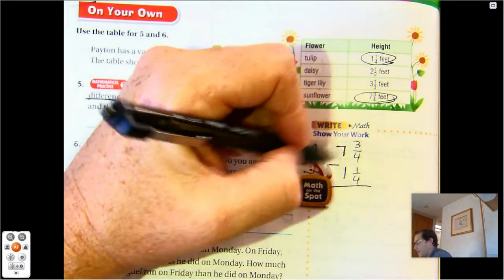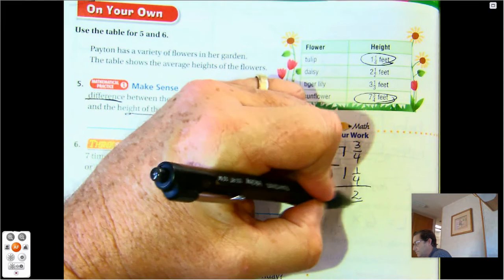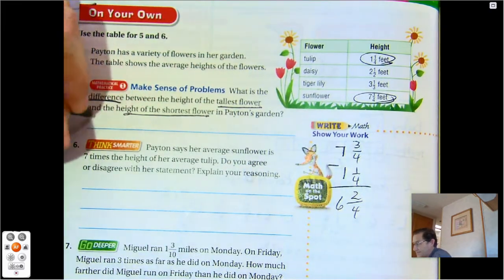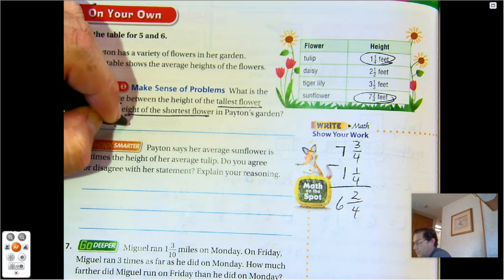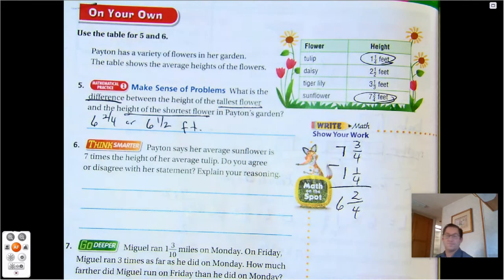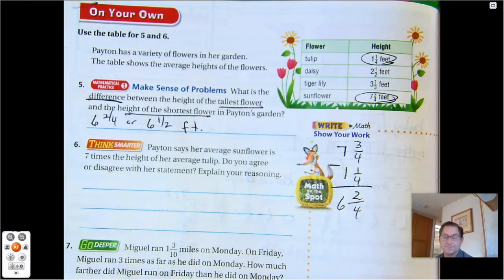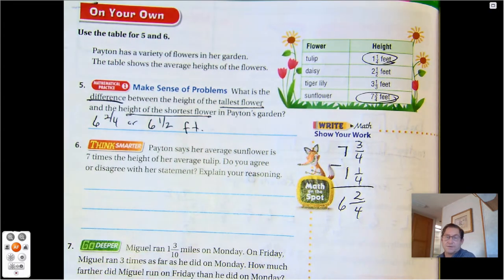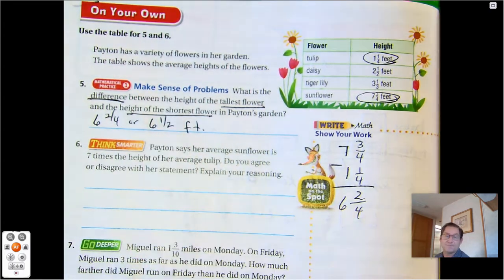Difference is subtract. 3 take away 1 is 2, so 2/4. So 6 2/4 feet, or 6 1/2 feet is the difference. Remember, half of 4 is 2, so simplified it would be 6 1/2.